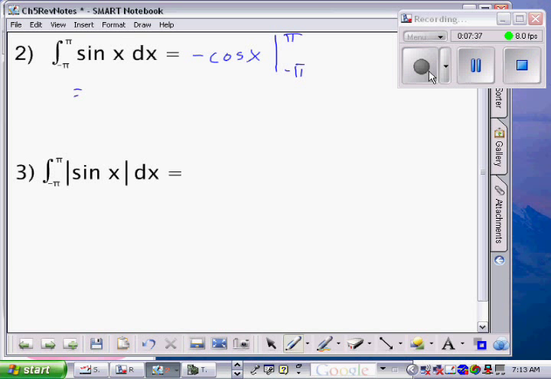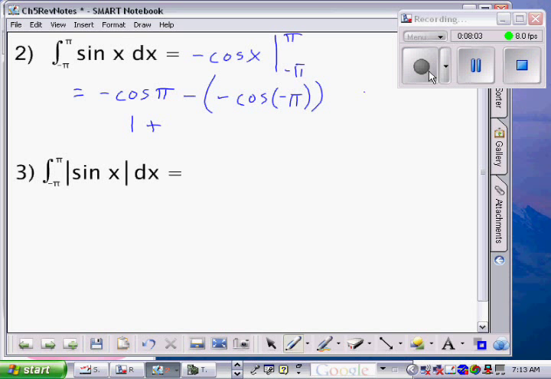Then you plug it in. Most of you guys have already done this. You had negative cosine of pi minus, and then opposite of the cosine of negative pi. And the cosine of pi is what? Negative 1, and the negative out in front makes it 1. Minus minus, so that becomes plus.